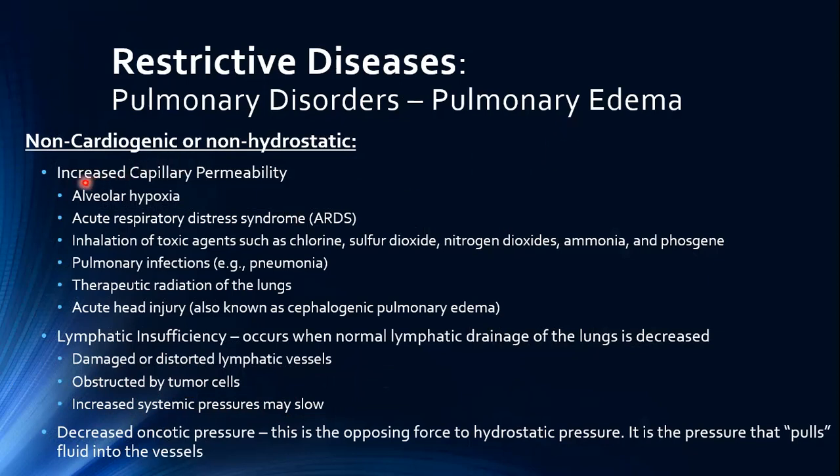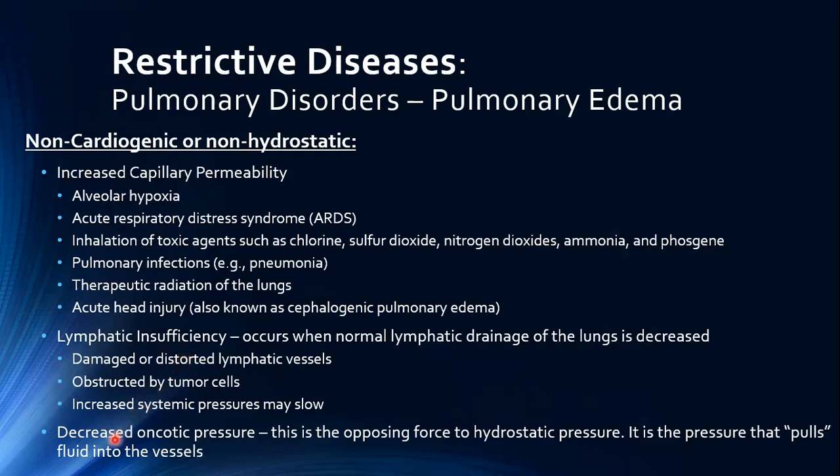Okay, first one was increased capillary permeability, where liquid is going back and forth out of the alveoli and the capillary. There should be nothing but gas. Lymphatic insufficiency is when the lymphatic vessels, which also have like a vacuum, suck up any extra fluid or drainage from the lungs. That should be happening. If those vessels are damaged, right, or obstructed by tumor cells, or the pressures are too high in there, then they can't suck the fluid up. And so now that fluid is remaining in the alveoli, causing pulmonary edema, okay?